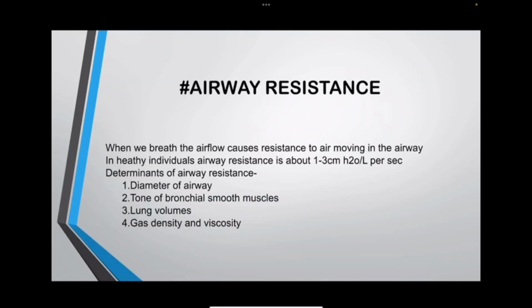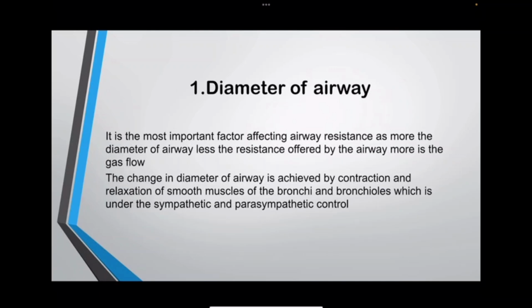Airway resistance. When we breathe, the airflow causes resistance to air moving in the airway. In healthy individuals, airway resistance is about 1 to 3 cm H2O per liter per second. There are four determinants of airway resistance: diameter of airway, tone of bronchial smooth muscle, lung volume, and gas density and viscosity. Diameter of the airway is the most important factor affecting the airway resistance. The more the diameter of the airway, the less the resistance offered by the airway, and the more the gas flow.